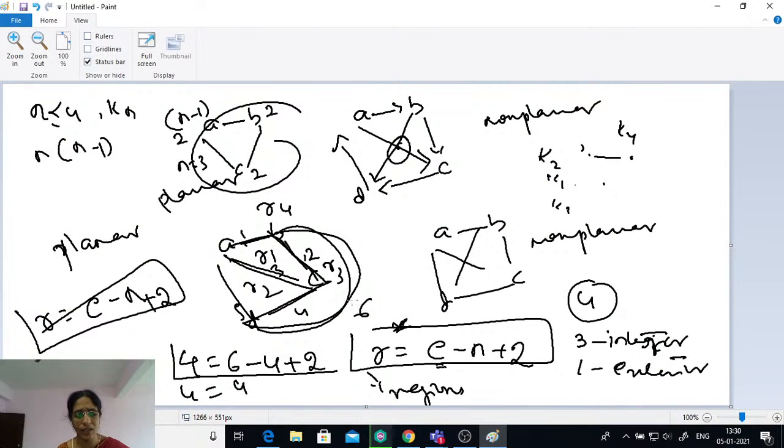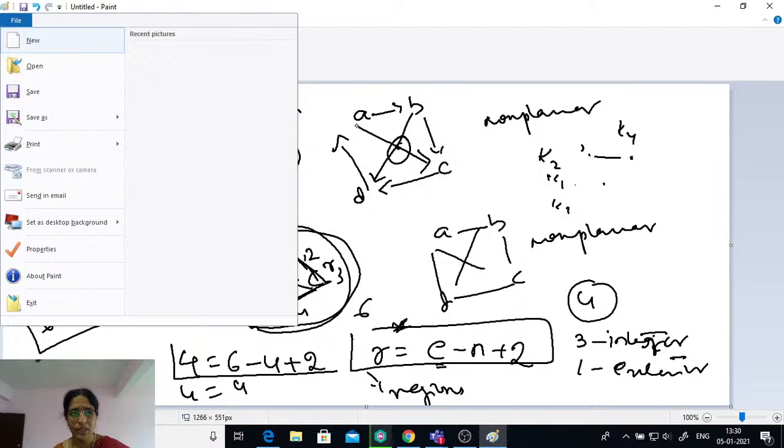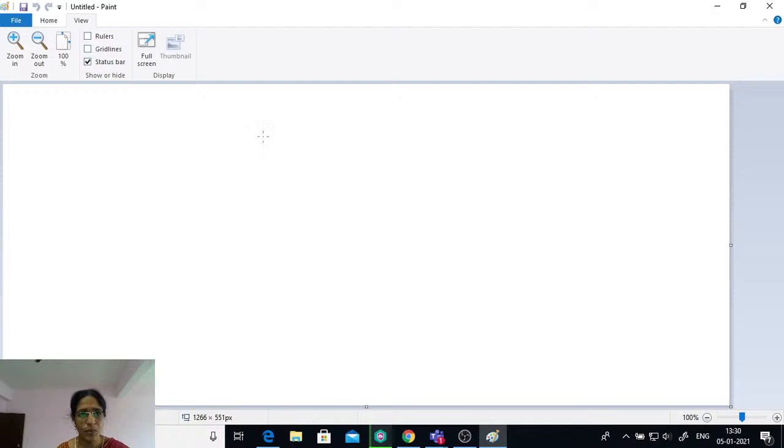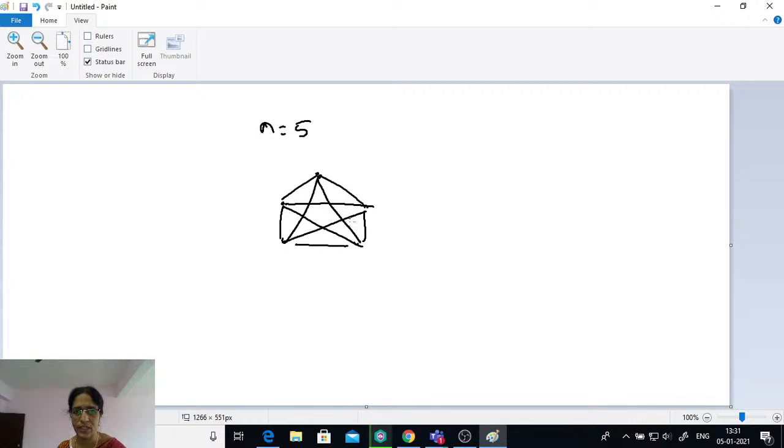Suppose here n equals 5. So this is 1, 2, 3, 4, 5. Now it is a complete graph, like this. This vertex is adjacent to all the remaining 4 vertices, and likewise this one and this one. You have to observe this vertex: all the remaining 4 vertices are adjacent to it.